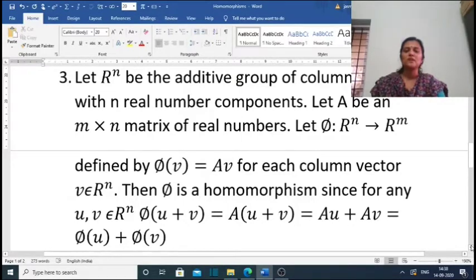So A is m by n and Rn is a column vector, so n by 1. So the resulting AV will be m by 1. So phi of V equal to AV, then phi is a homomorphism. Then phi of U plus V is equal to A of U plus V, which is equal to AU plus AV, which is equal to phi U plus phi V.